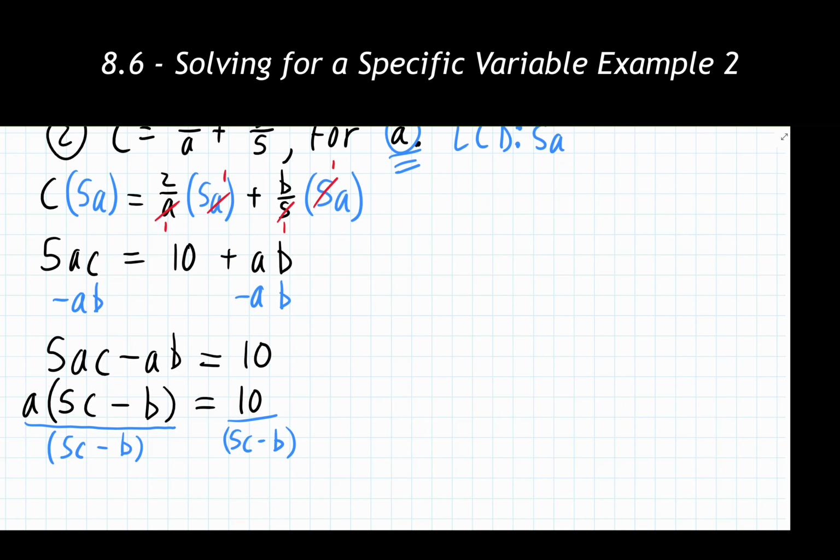So on the left side, the 5c minus b is going to cancel. And on the right side, nothing's going to cancel over there, and that's fine. So what am I getting? On the left side, I'm left with just a. On the right side, I have 10 over 5c minus b. The 5s are just not showing up very well here today.